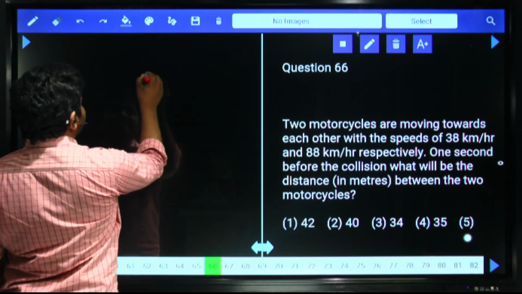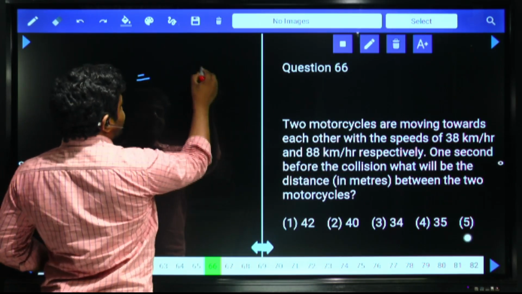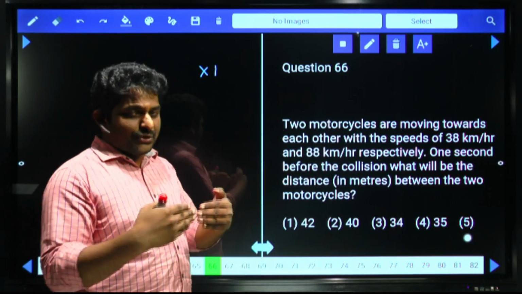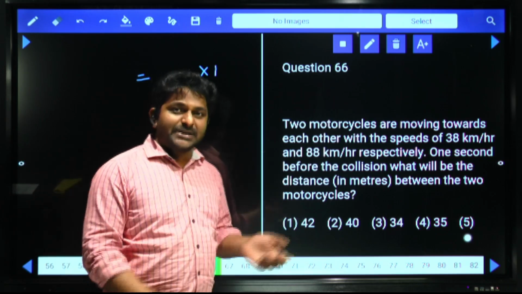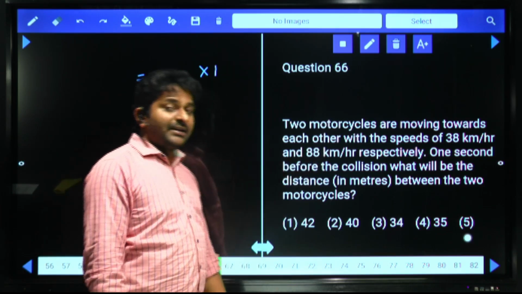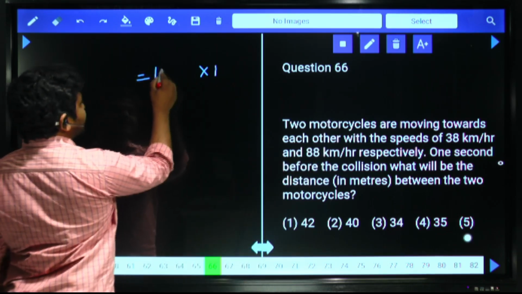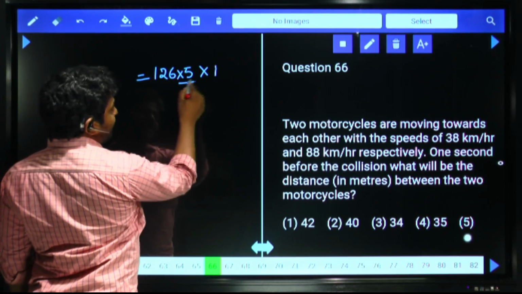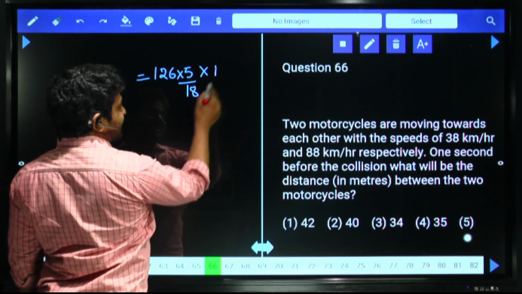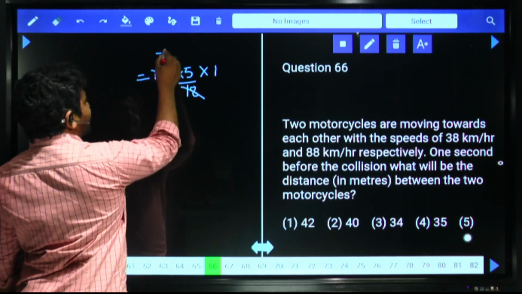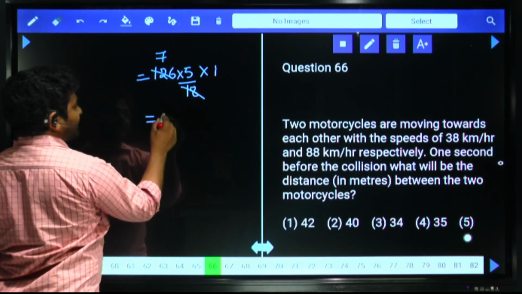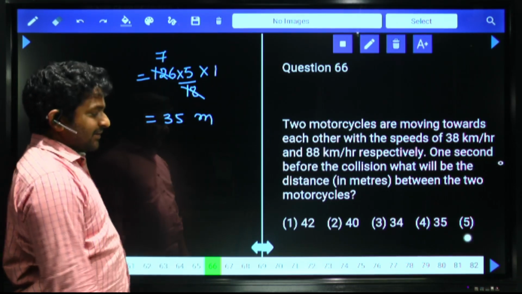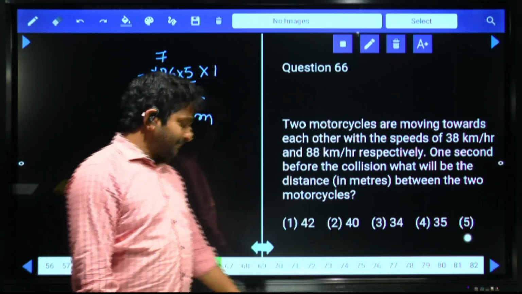So distance is equal to speed into time. Time is equal to 1 second. Speed: when they are moving opposite to each other, relative speed becomes s1 plus s2. 38 and 88, the answer is 126. 126 kilometers per hour, but we have to convert into meters per second because time is 1 second. 126 into 5 by 18: 18 7 times, 7 into 5, 35 meters. 35 meters, fourth option answer.